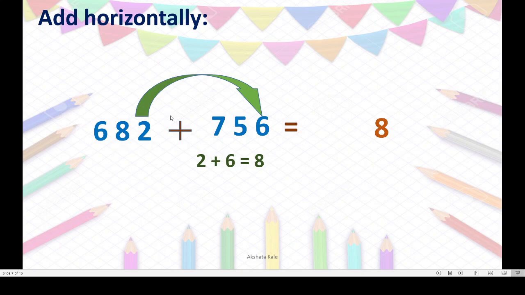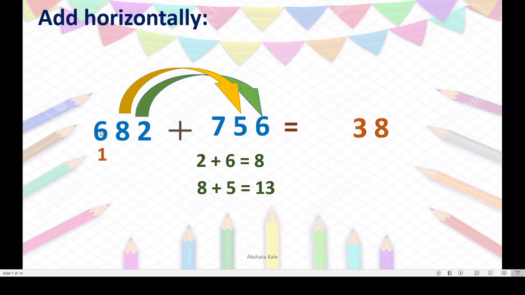Now 8 and 5, they are in the tens place. So we will add them. How much? 13. So what to do now? We can't write two numbers here in the tens place. Yes, very good. Now we will write 3 in the tens place, and this one is 100, isn't it? So we will carry it over. We take this here under the hundreds place.